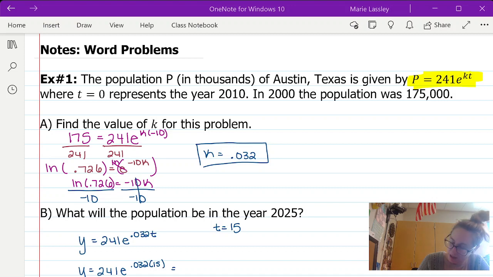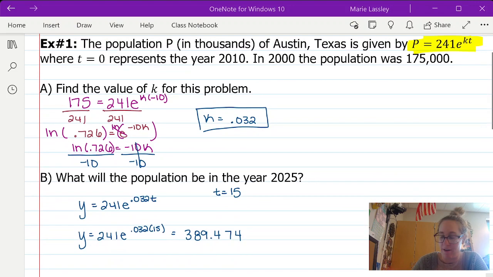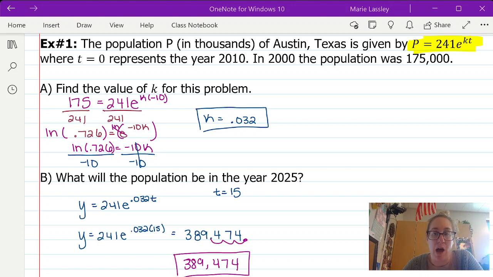241 e to the power of 0.032 times 15, enter. And then we get 389.474. Remember this is in thousands, so if we actually want to know how many people we have, we're just going to move our decimal. So it's 389,474 roughly. There's our first example.